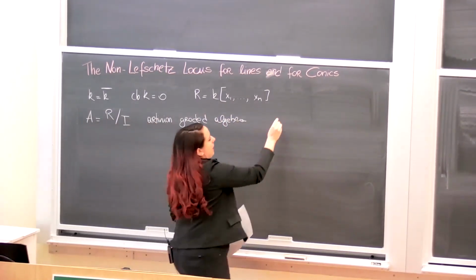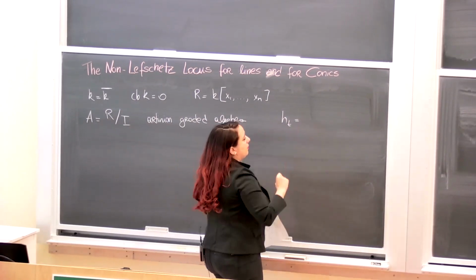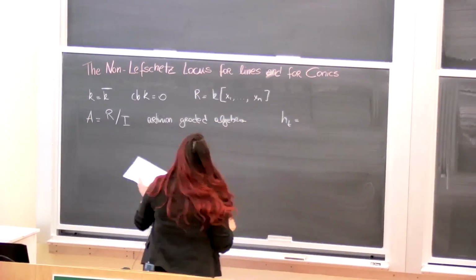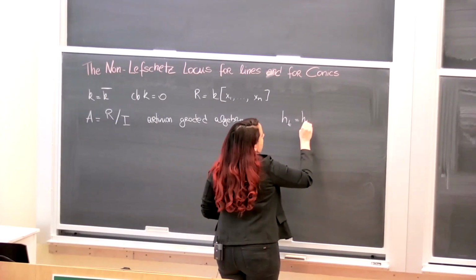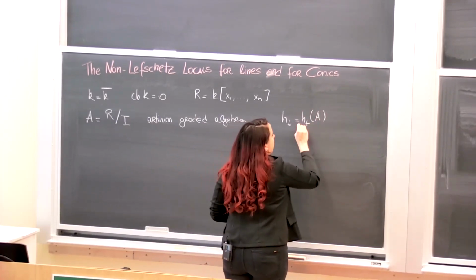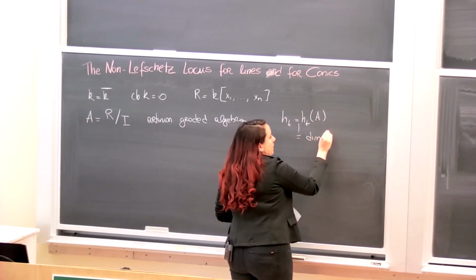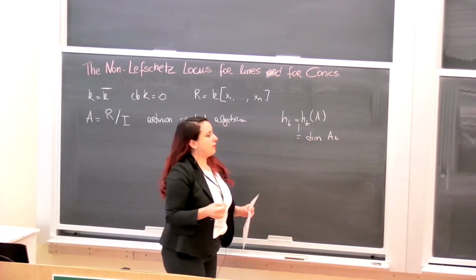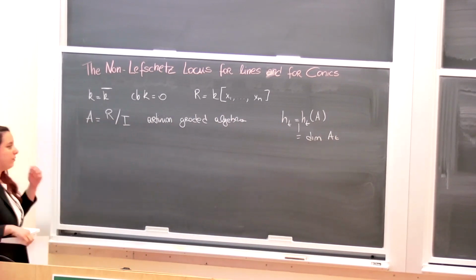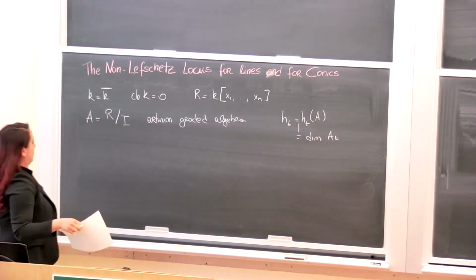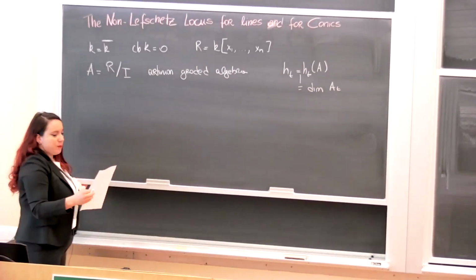I will denote by HT, or HT of A, depending on whether I need to specify what I'm talking about, the Hilbert function of A. This is the dimension of the homogeneous piece of degree T of A. So this is the setting I'm working in.